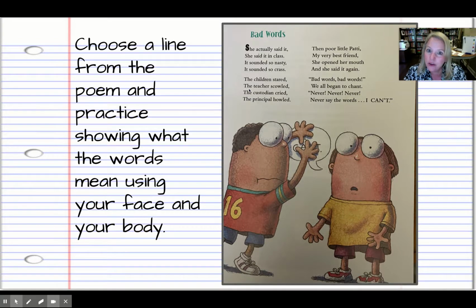All right, now you can pause the video right now if you'd like to, and you can keep practicing some lines. Remember, to be successful, reading with expression, we need to show the meanings of words using our voice, our face, or our body.